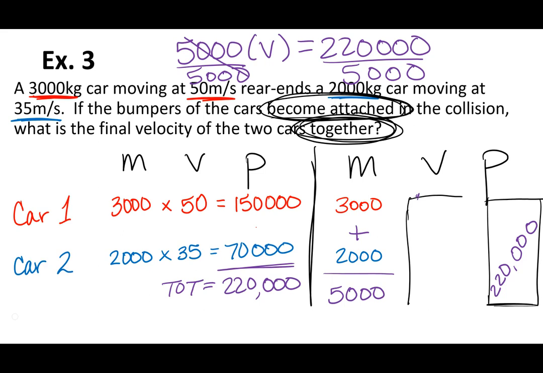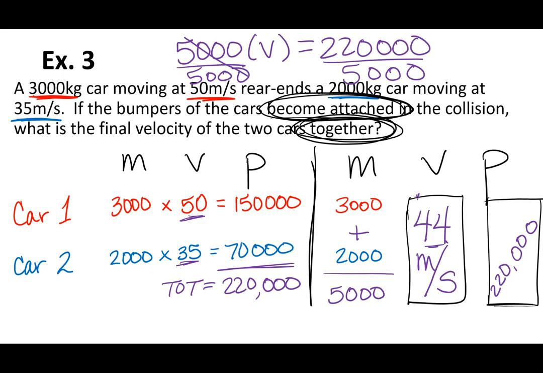Oh, let me erase my box. There we go. So we get an answer of 44 meters per second. Now, because of conservation of momentum, the velocity of the two together should be between our two initial values. So car 1 was going 50, car 2 was going 35, and sure enough, 44 is in between. It's a way that you can check your work. Make sure that you're getting the right answer.